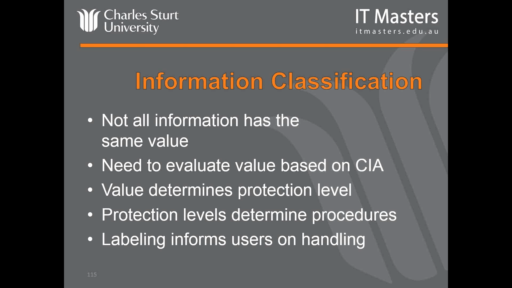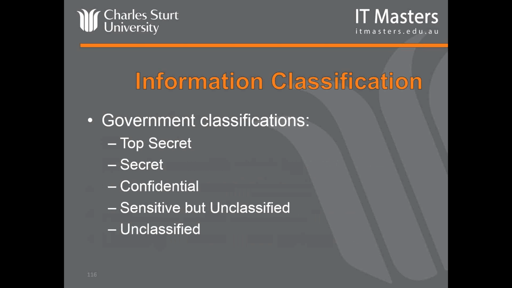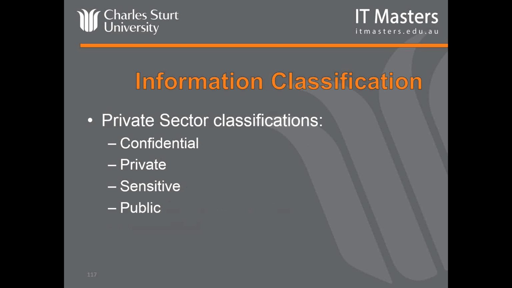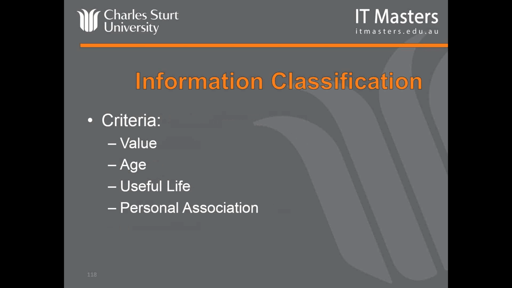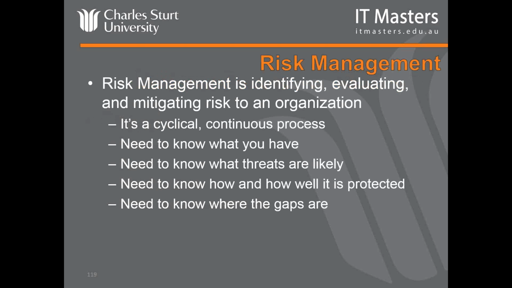Protection determines procedures, and then we can look at labeling it to make sure that people know how to handle it. So information classifications: top secret, secret, whatever else. So we're looking at mandatory access controls, the other things we covered earlier in the access area. Then we can set up information classifications, or we can do that even in the private sector with things like confidential, private, sensitive, public. So when we're classifying, we need to think about value. What is the value of this info? What is the age of it? Ten years down the track, information may not be worth as much. But if you're talking about the Coke formula or something like this, then it's still going to have value 20 years down the track. And that's based on the useful life, personal association, etc.